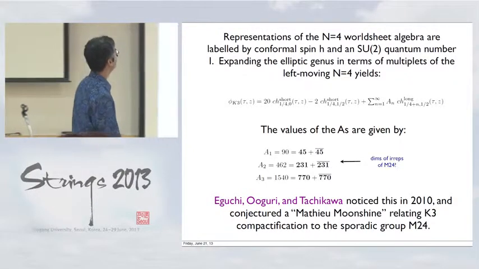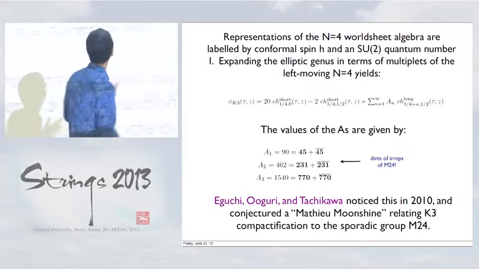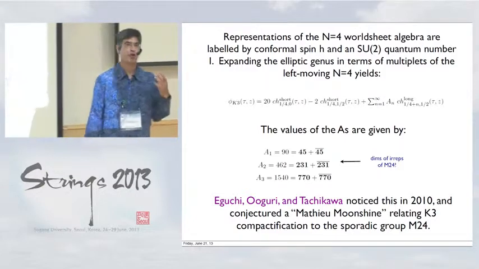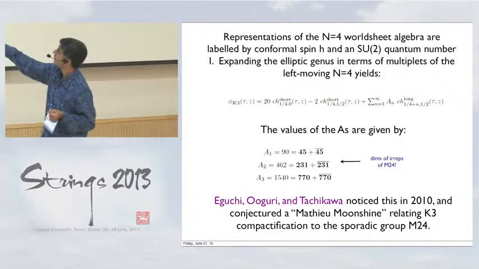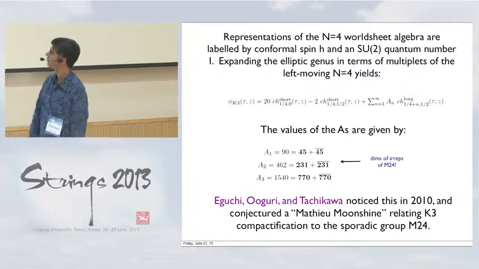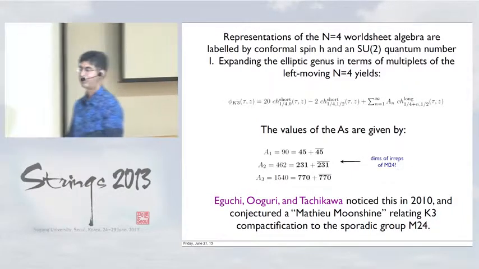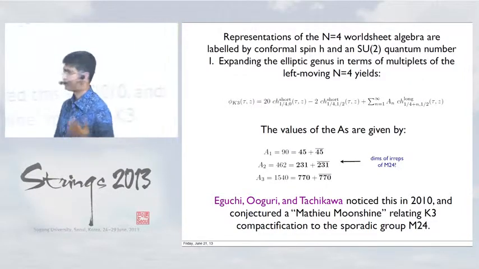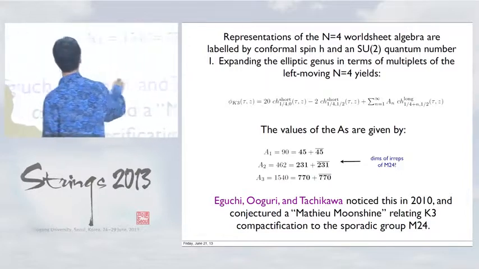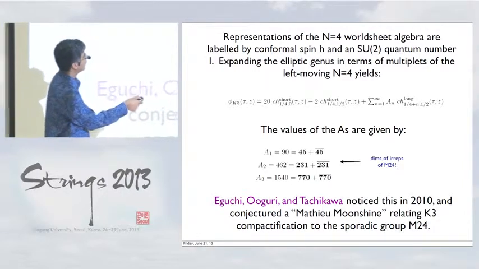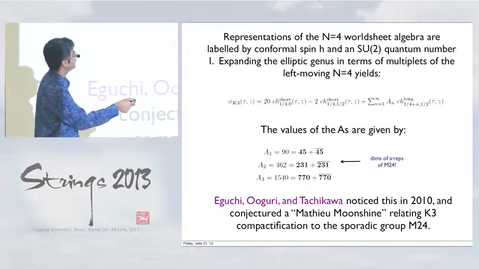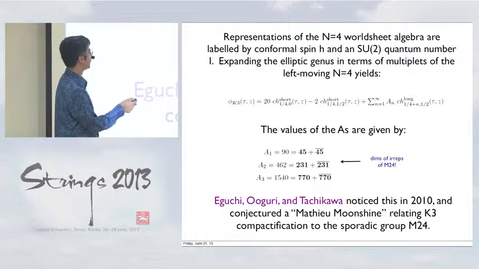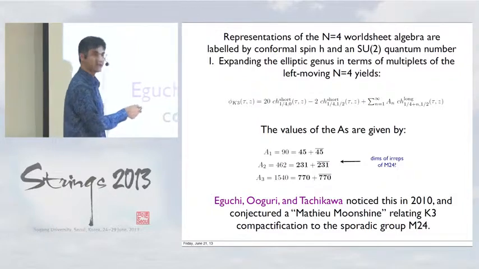Now, representations of the N=4 worldsheet algebra are labeled by two numbers, a conformal spin h, that is the L_0 value, and the N=4 algebra has an SU(2)_R symmetry. So there's an SU(2)_R J_3, which we could call L. So then it's natural to expand the partition function, or the elliptic genus, in terms of multiplets of the remaining N=4 in the computation. And doing this, what the authors found was that there's a nice sum over the characters of the massive BPS representations, each appearing with a coefficient A_n. And the coefficients A_n are, well, there's a 2 times 45, 2 times 231, 2 times 770.